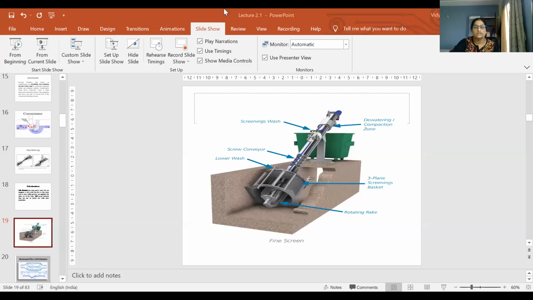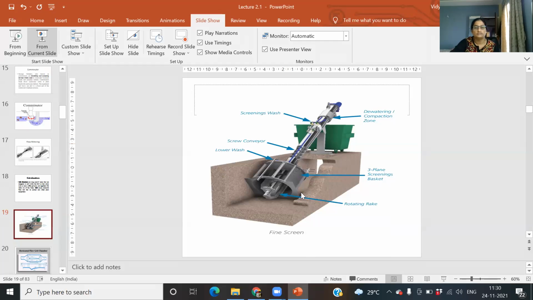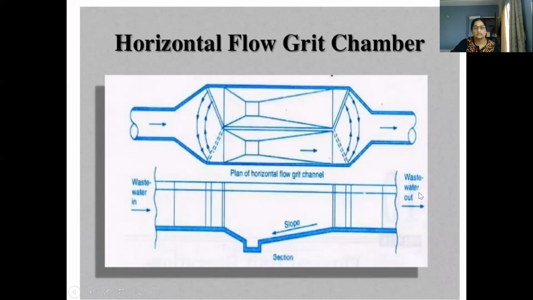Okay, we'll come back to the point. So this is a grit chamber. Then a horizontal flow grit chamber can also be designed. The earlier one was a mechanical one; a simple horizontal chamber can also be designed. You can see wastewater is allowed to enter into this chamber. This is a section and this is a plan.